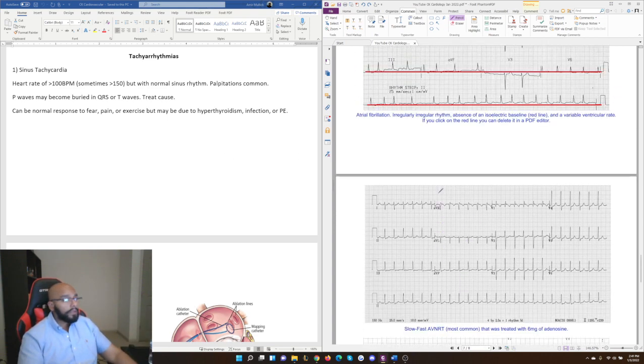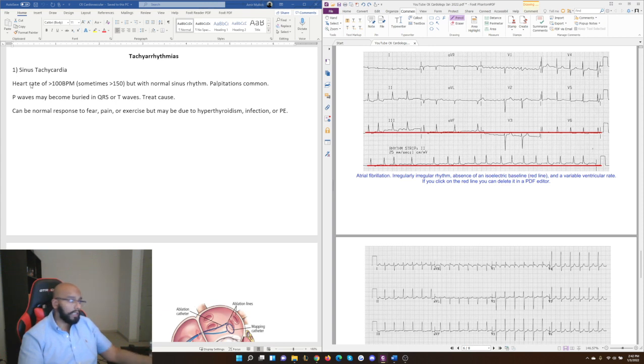All right. So first thing we see here on the topic is sinus tachycardia, a heart rate of more than 100, sometimes more than 150, but with normal sinus rhythm. Right? You always want to check rhythm and rate. If the rate is high, is it at least rhythmic? Because if it's not rhythmic, then you have your diagnosis. Palpitations are common in sinus tachycardia, but usually it's just due to a normal response to fear, pain, exercise, but could also be due to hyperthyroidism, infection, and fever, or a pulmonary embolism, all of which would have different symptoms involved, so you would figure that out.